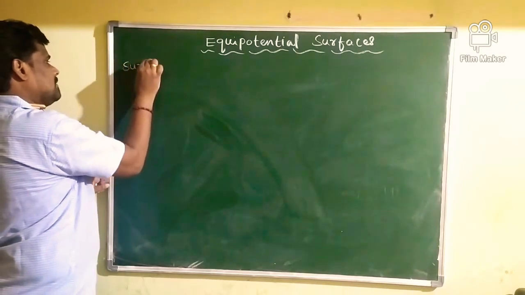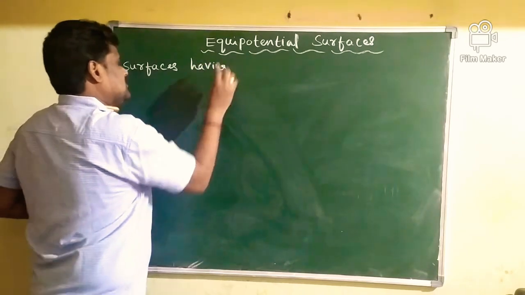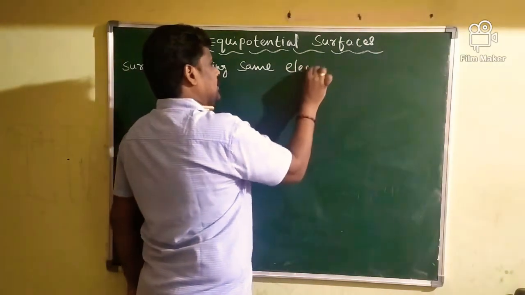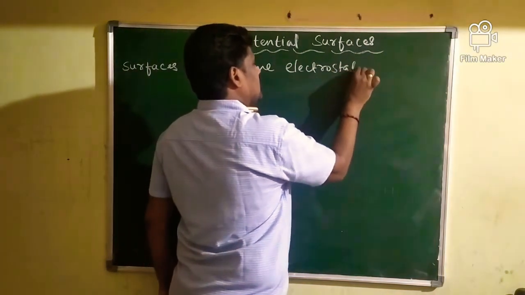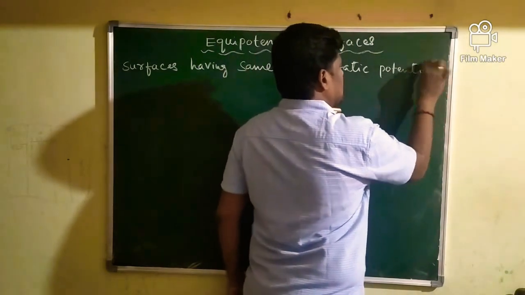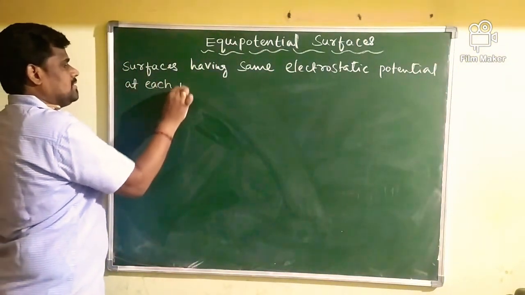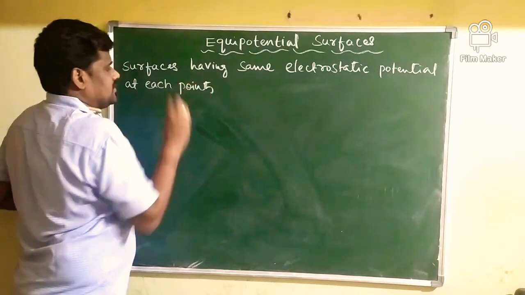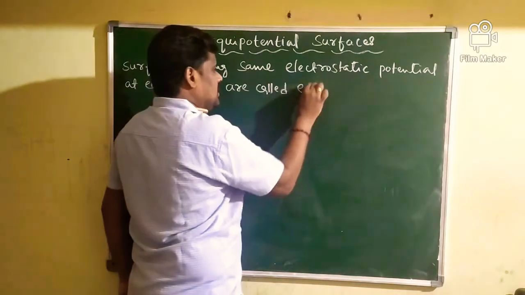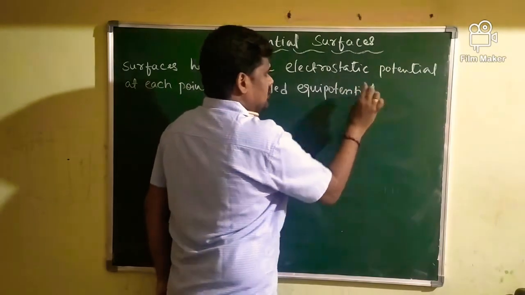Surfaces having the same electrostatic potential at every point, at each point, are called equipotential surfaces.